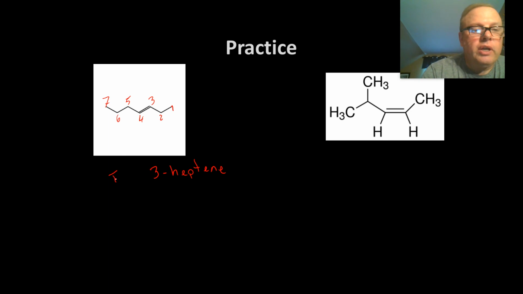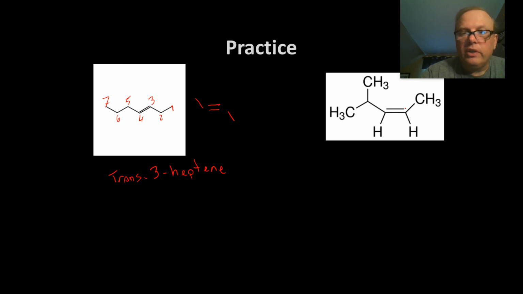This is trans-3-heptene. And again, trans will always come down like that with the double bond. Whereas cis on the other side will be like this, will be down and then up again. This is trans, this is cis.